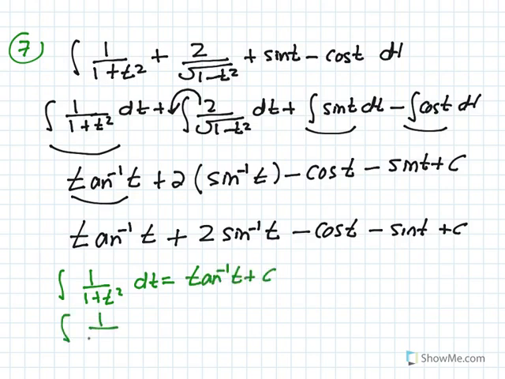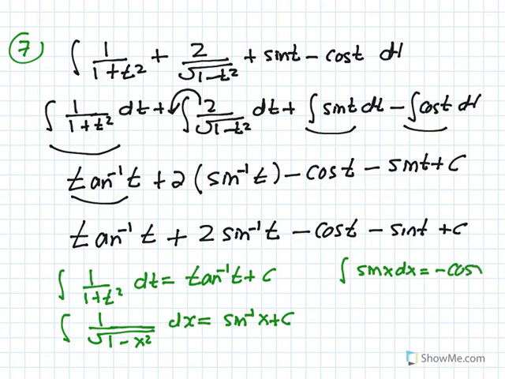Antiderivative of 1 over root 1 minus x squared dx will be arcsine x plus c. And integral of sine x dx is negative cos x. Integral of cos x dx is equal to sine x. And don't forget to add c, plus c.